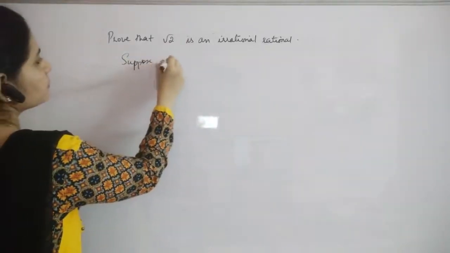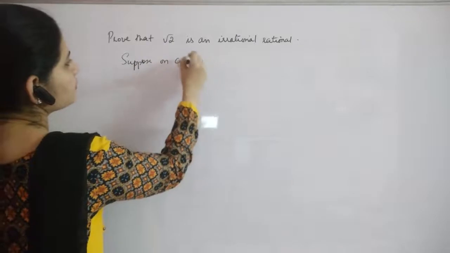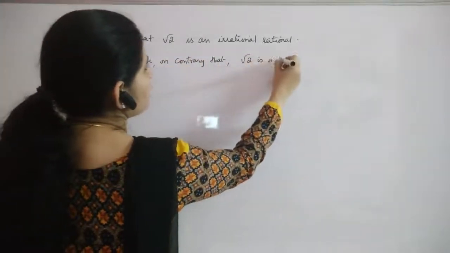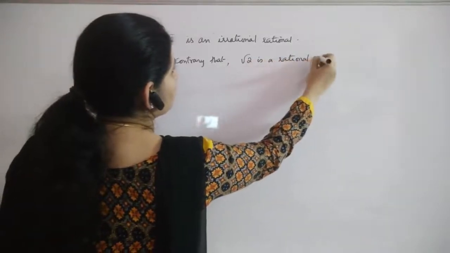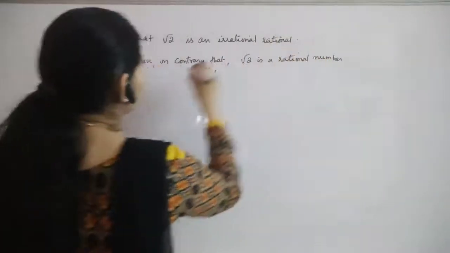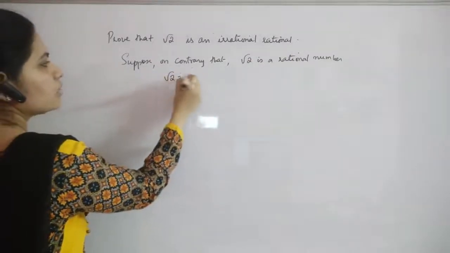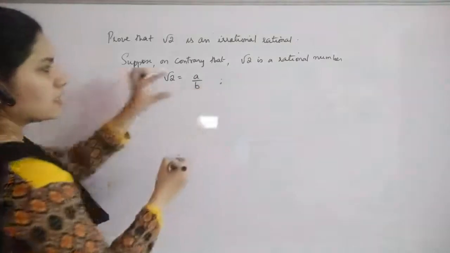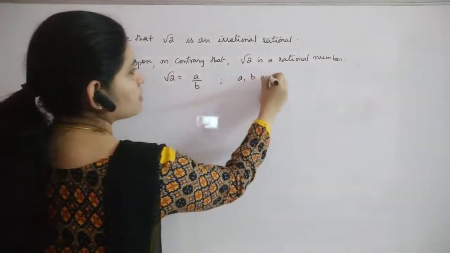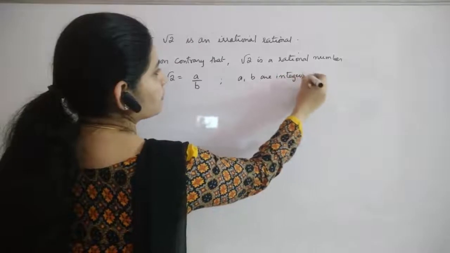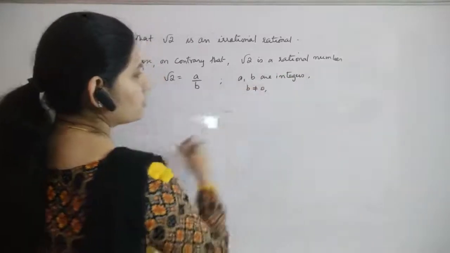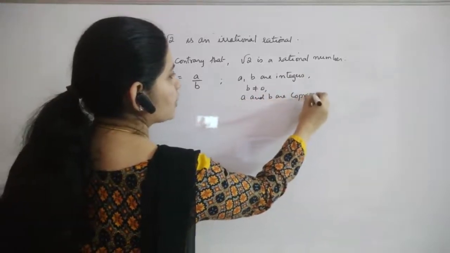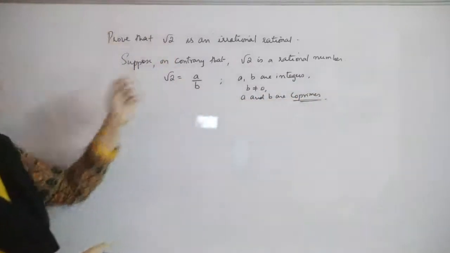Suppose, on the contrary, that root 2 is a rational number. That means you can write root 2 as a fraction or quotient of two integers, in this form, where a and b are integers, b not equal to 0, and a and b are co-primes. This is very important to write because this will give you the contradiction.